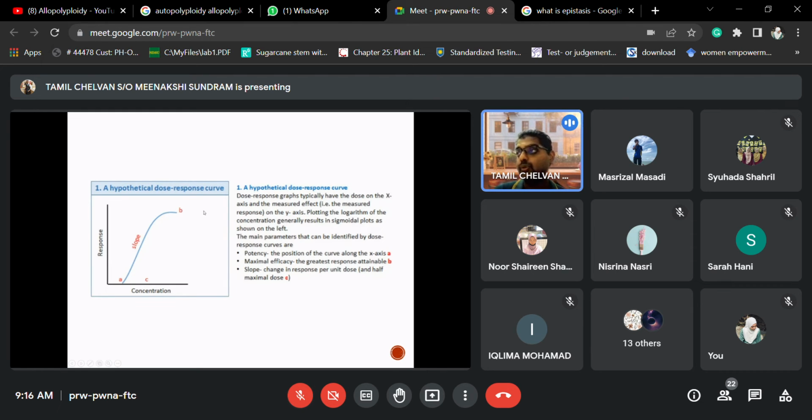After this, there's no further response. It will be stagnant. If you take more than this, it might become poisonous, and the great response has already been reached. There's no use taking further. The slope is the change in response per unit, and half of the concentration is the C point. So this is half of the concentration.